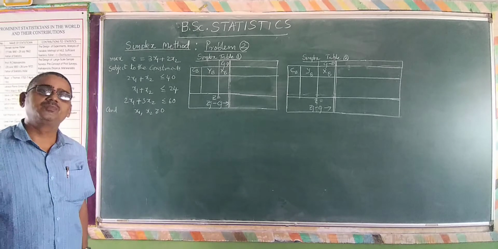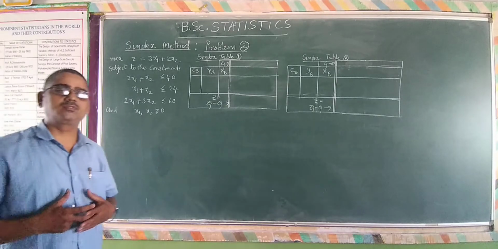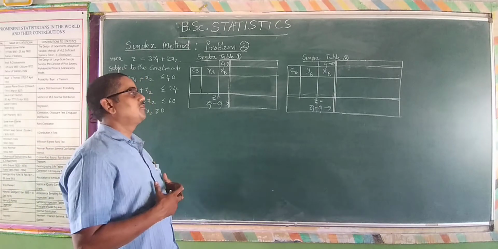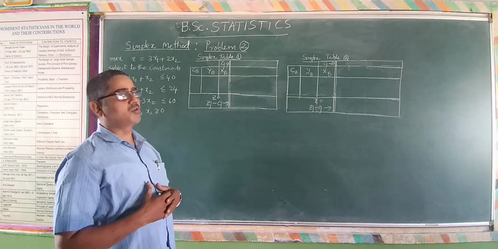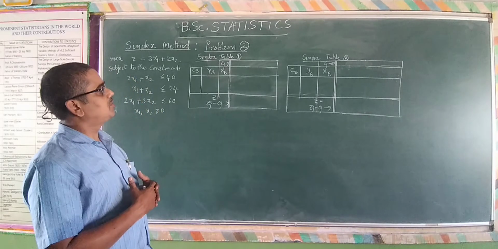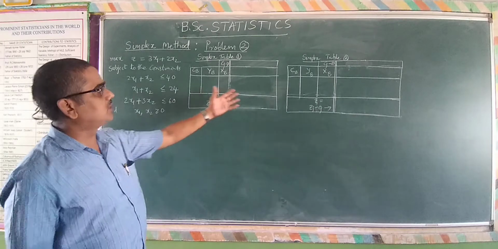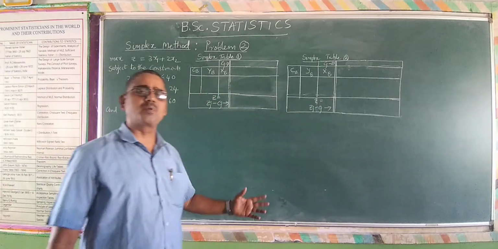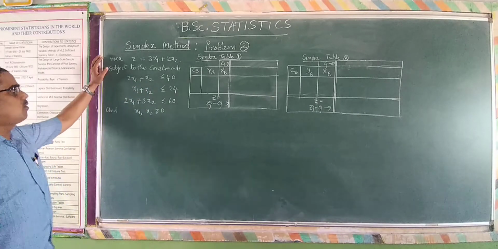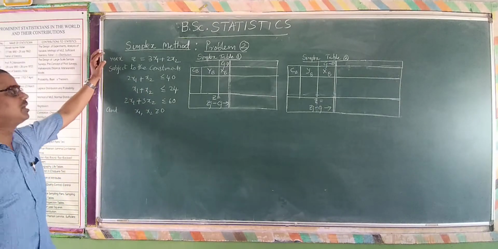To finish fast, I want to explain the problem in one or two parts. I have drawn simplex table 1 and simplex table 2; I have prepared them already. So now, what are the basics to be considered here?